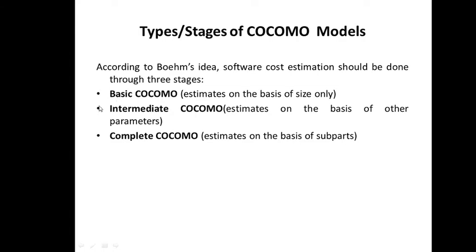So these are the 3 stages. In basic Cocomo, size is considered. In intermediate Cocomo, parameters other than size are considered. They are actually the 15 cost drivers or multipliers. And complete Cocomo considers the subparts or subsections.